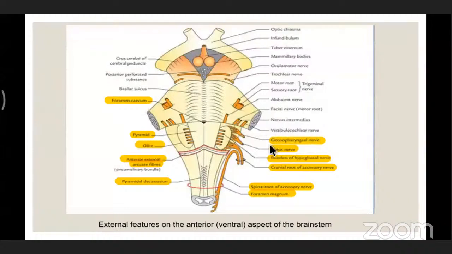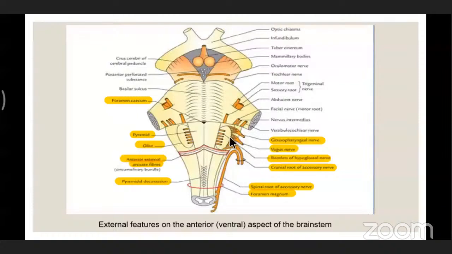Now we'll see the external features on the ventral aspect. So here we have anterior median fissure in the midline, and posteriorly we have posterior median sulcus. So they both divide the medulla into 2 symmetrical halves. Lateral to this, we have anterior lateral sulcus and posterior lateral sulcus that divide the medulla into anterior, lateral, and posterior surface. So anterior median fissure ends above as a triangular depression called foramen cecum, while below it is interrupted by pyramidal decussation. In between the anterior median fissure and anterior lateral sulcus, we have longitudinal elevation called pyramids, and they receive the corticospinal tracts from the cerebral cortex.